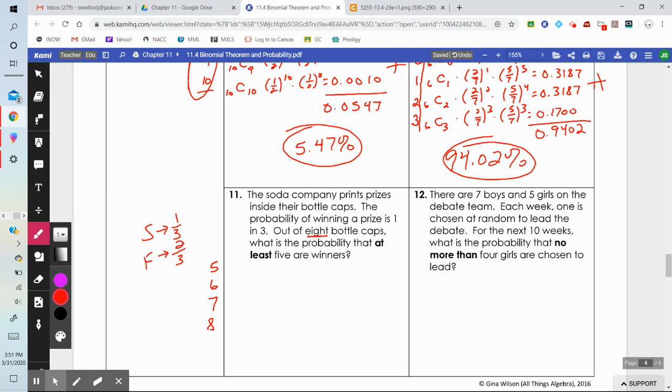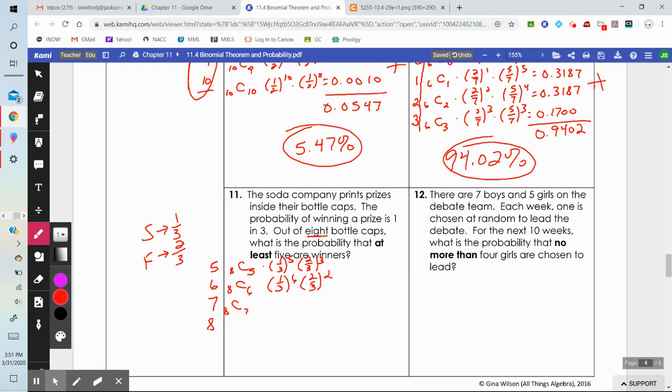So the probability that you get 5 would be the combinations of 8 choose 5. The probability of success, we want 1/3. We want that to happen 5 times, and we want the losers to be 3 times. The probability it's going to happen 6 times would be combinations of 8 choose 6. We want 6 winners and the other 2 losers.